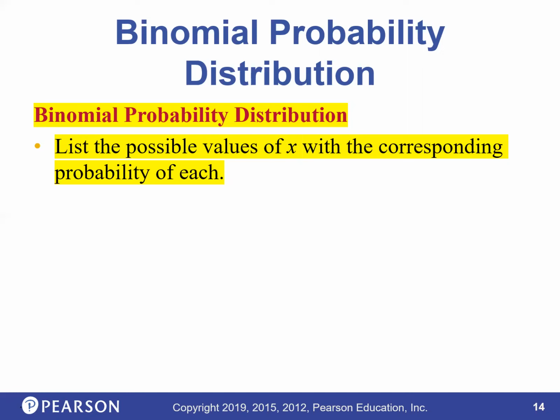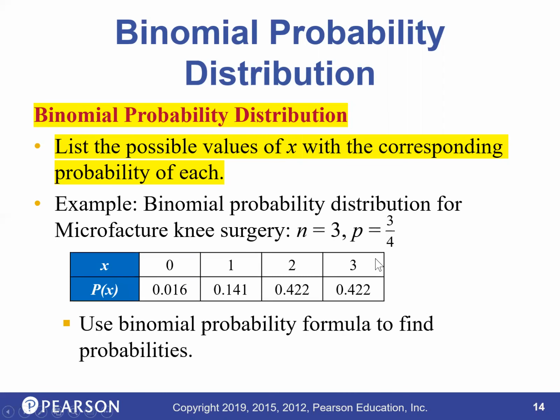All right, an example here. Let's do the knee surgeries again, real quick. Different numbers here, but let's say a microfracture knee surgery, which means you have just a tiny fracture in there. I forget the exact definition of a microfracture, but let's say n is equal to 3. We're going to have 3 surgeries, and the probability of success is 75% or 3/4.